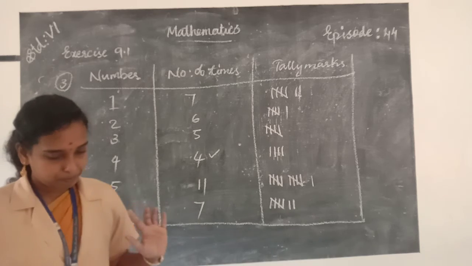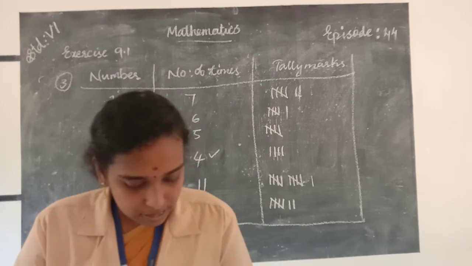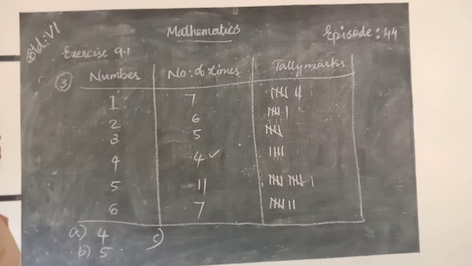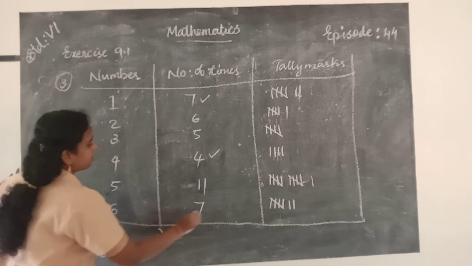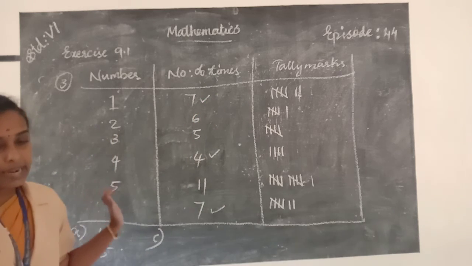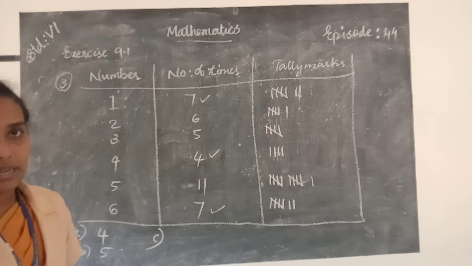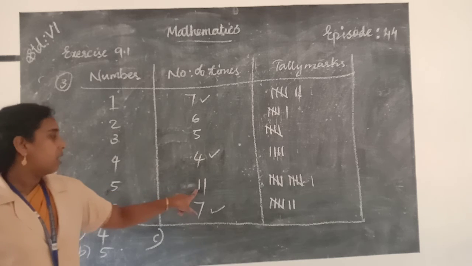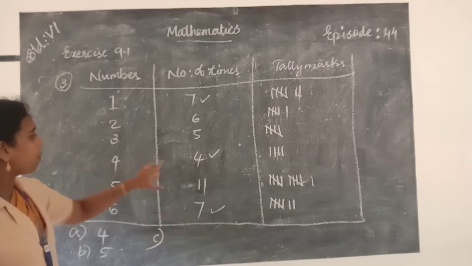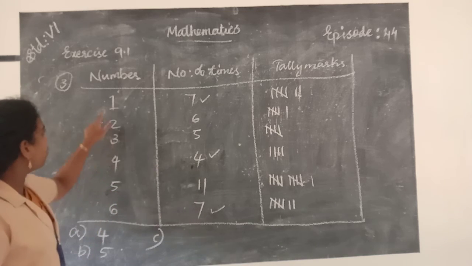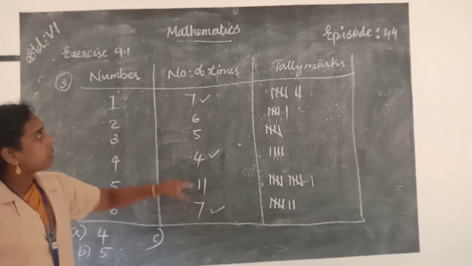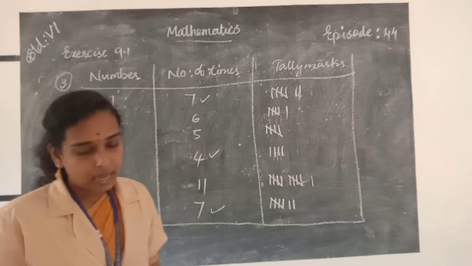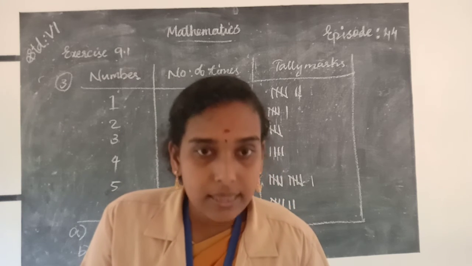And question C: find those numbers that appear an equal number of times. Here 1 appears 7 times and 6 also appears 7 times. So 1 and 6 appear an equal number of times. The number 5 appears 11 times, the number 4 appears only 4 times, and 1 and 6 appear 7 times each. So these are the answers to the third part.